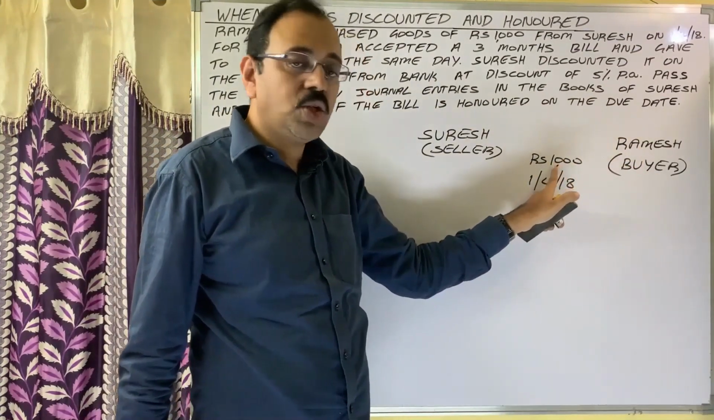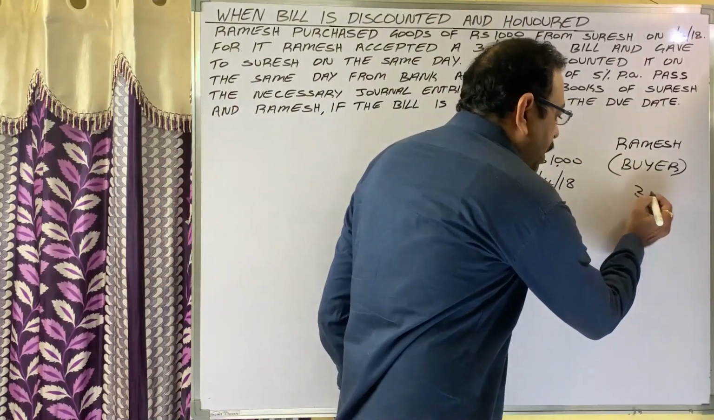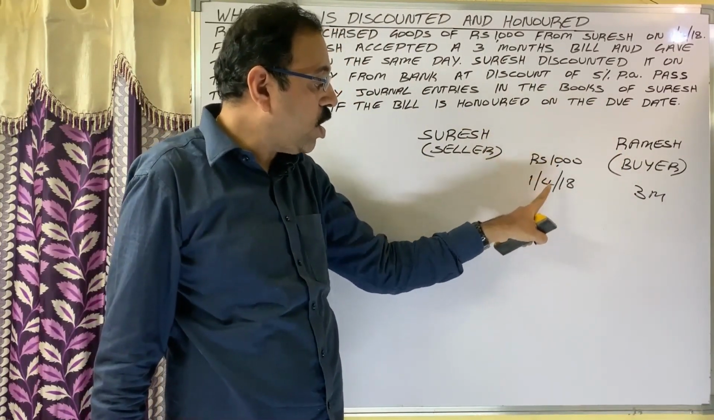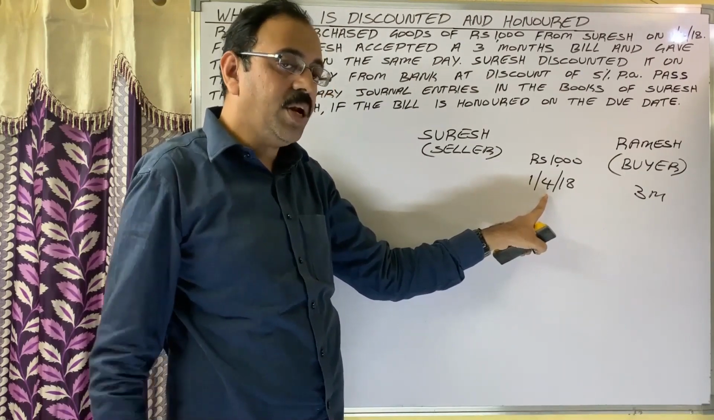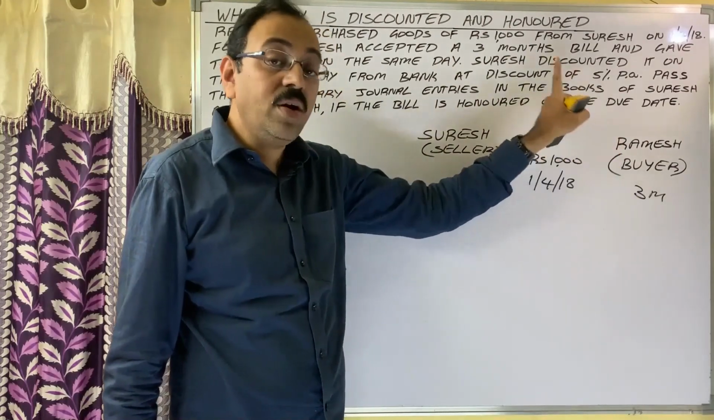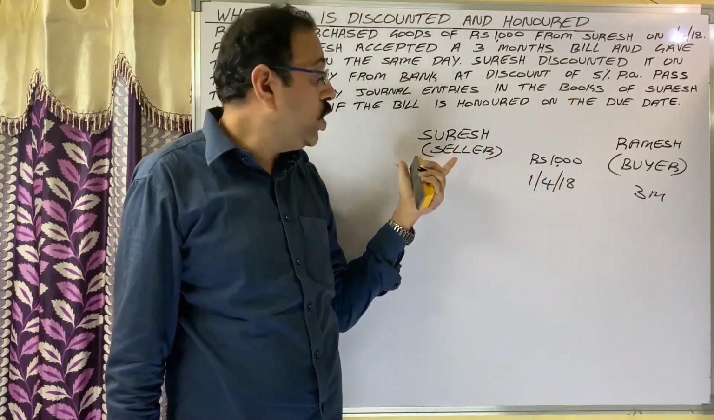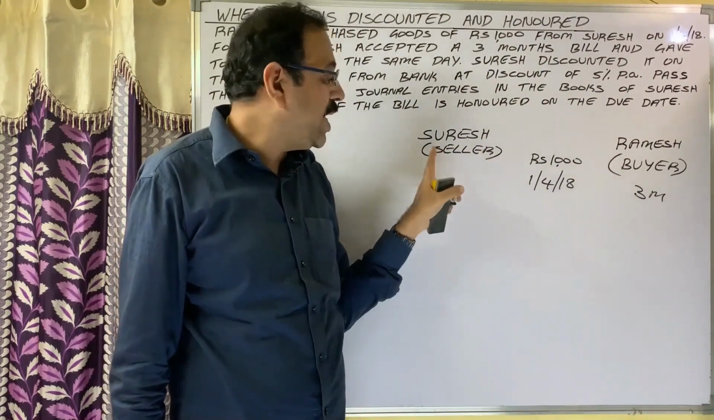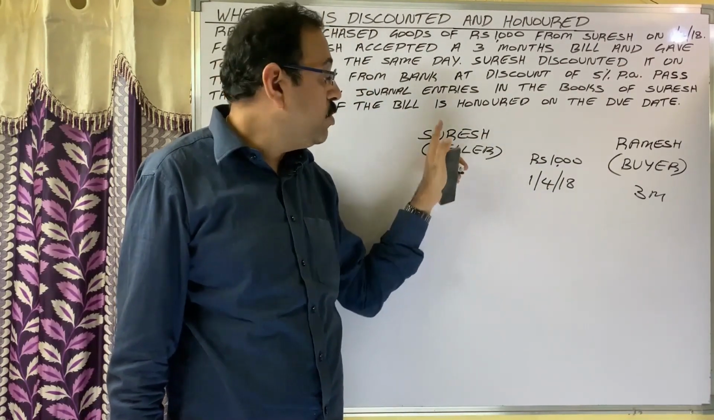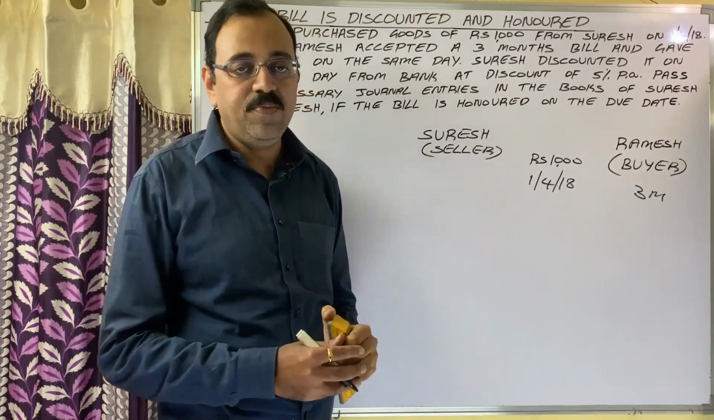Ramesh wants to purchase these goods on credit basis. He wants to have a 3 months credit period, so he is not in a position to pay this 1,000 rupees on 1st April 2018. But the problem is, Suresh is not in a position to sell the goods to Ramesh on credit. But if Suresh refuses to sell the goods on credit, he is going to lose one valuable customer, and he doesn't want to lose this sale. In that case, the best solution is preparing a bills of exchange on the buyer and discounting that bill with the banker. Okay?